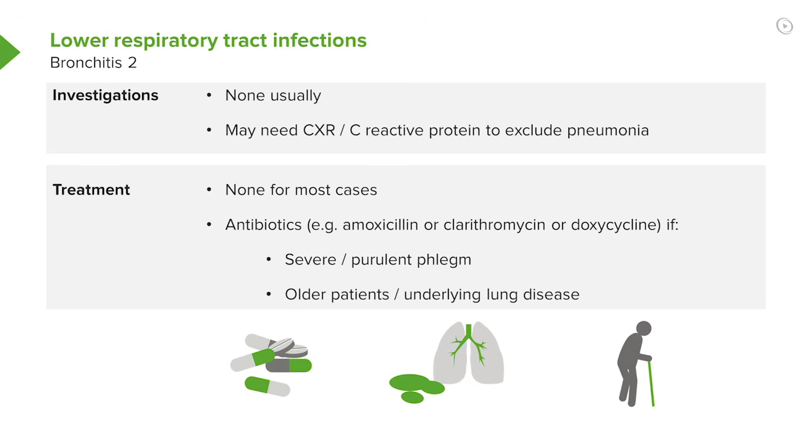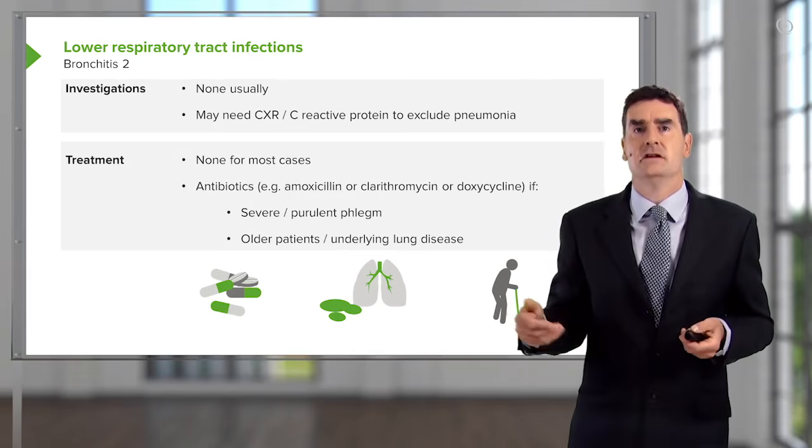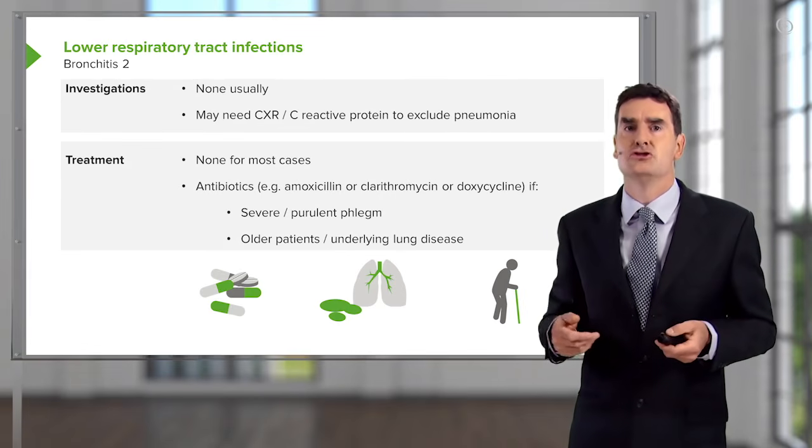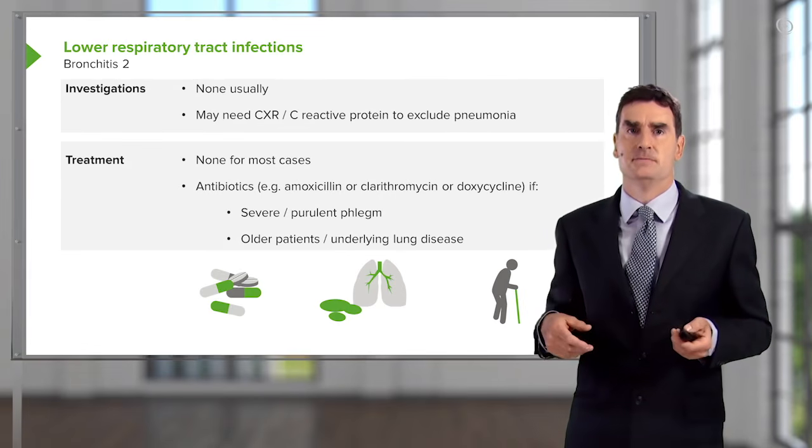If it's a bacterial infection, you may want to give antibiotics. So in patients who have purulent phlegm or are severely unwell, really quite feeling pretty rotten, or older patients where the risk of allowing a bacterial infection to get hold and become a pneumonia is increased, then you might want to give antibiotics in those circumstances. And you won't need anything too complex. An amoxicillin, a clarithromycin, or a doxycycline should be adequate to treat these patients.